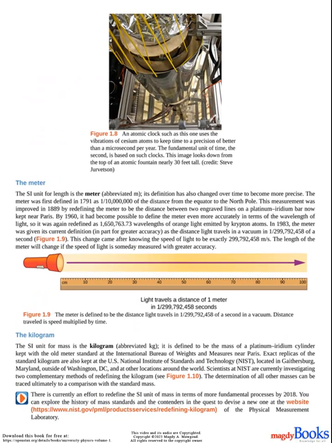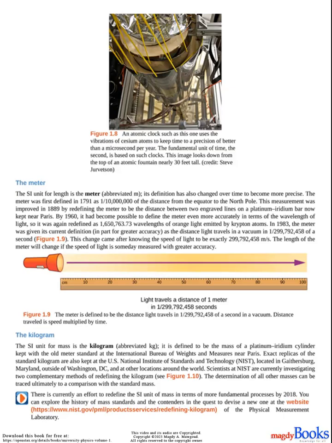Figure 1.8. An atomic clock such as this one uses the vibrations of cesium atoms to keep time to a precision of better than a microsecond per year. The fundamental unit of time, the second, is based on such clocks. This image looks down from the top of an atomic fountain nearly 30 feet tall. Credit: Steve Jurvetson. B. The meter.